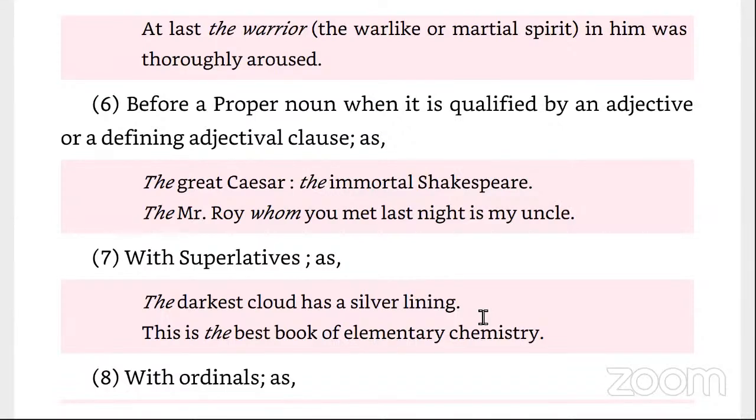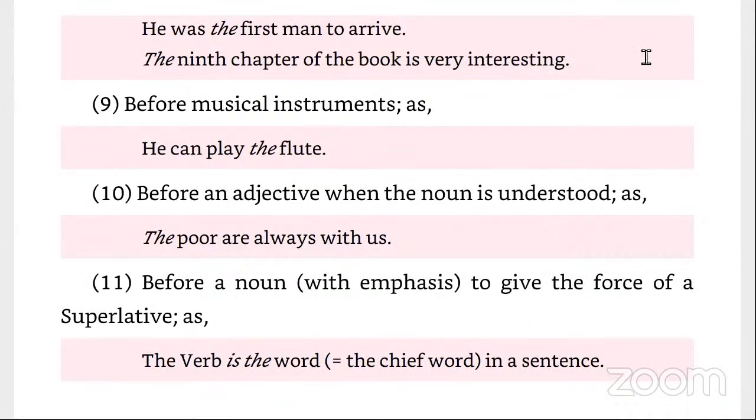Now coming to the ordinals. Ordinals like first, second, fourth, 9th, 21st, 38th, they use the. The 22nd of October 2010, the 15th of July. Before the name of musical instruments, we use the. He can play the flute. He can play the piano. He can play the violin.